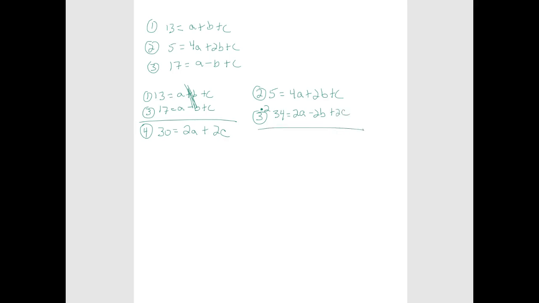Add them up. 5 plus 34 is 39. 4a plus 2a is 6a. 2b minus 2b is 0. And 1c plus 2c is 3c. And again, this one, they all have a common factor of 3 that you could choose to divide out and have smaller numbers, but I'm just going to work with what we have.